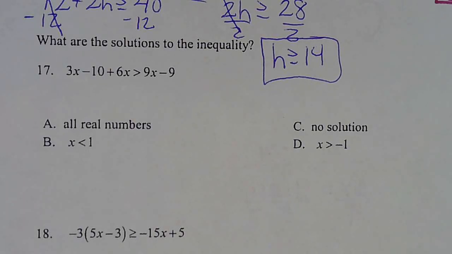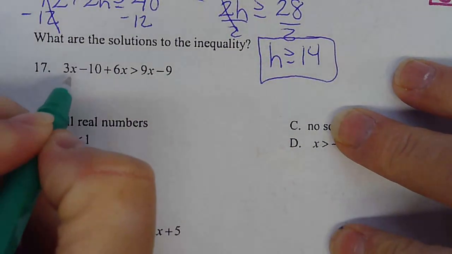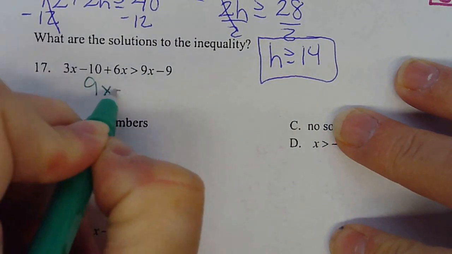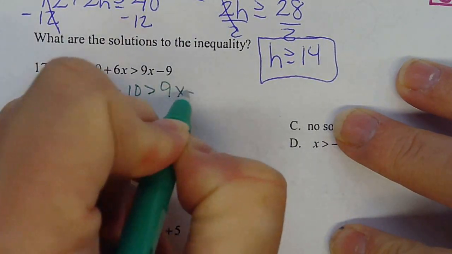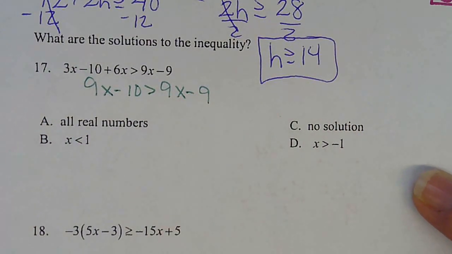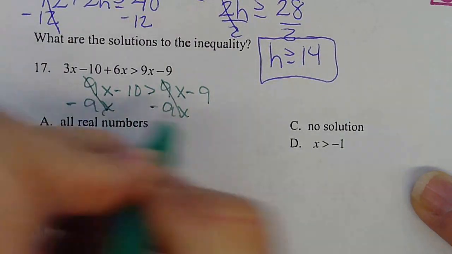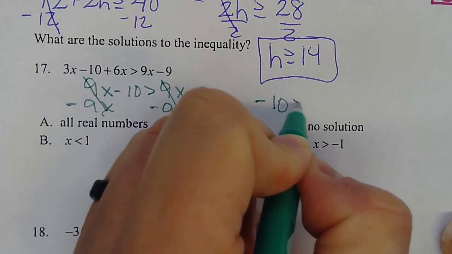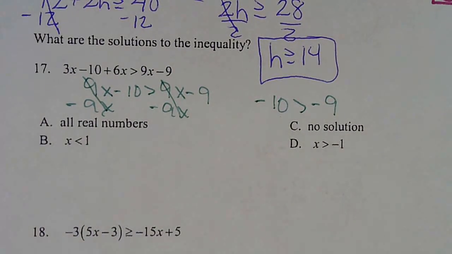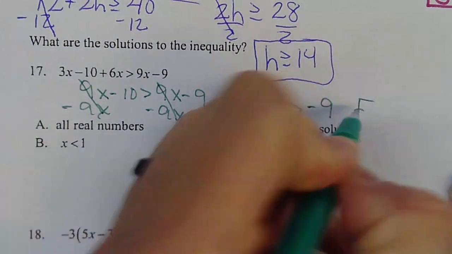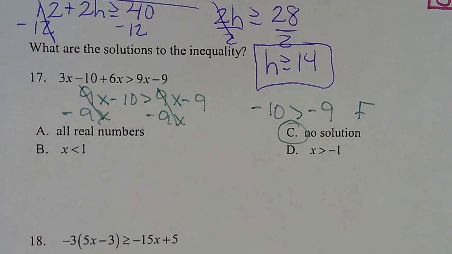For 17, the 17 is on the left-hand side, you need to combine like terms. 3x plus 6x is 9x minus 10 greater than 9x minus 9. Then to solve, subtract 9x. They cancel. You're left with negative 10 is greater than negative 9. So with these inequalities, you do have to be a little more careful, especially with negatives. You've got to see if this is actually true or false. Is negative 10 bigger than negative 9? No. This is false. So that's why it's no solution.